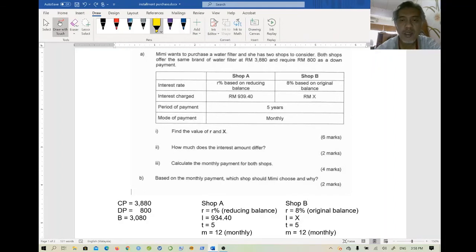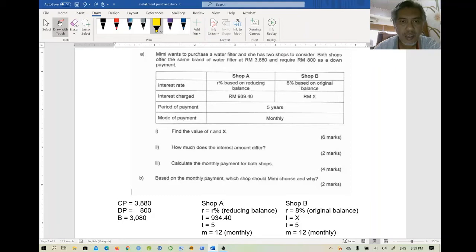Whereas if you are using the reducing balance, then we have another formula that we call the constant ratio formula. Kalau kita gunakan kaedah reducing balance, kita akan gunakan formula yang dipanggil sebagai constant ratio formula. Okay, let's see what the question states here.